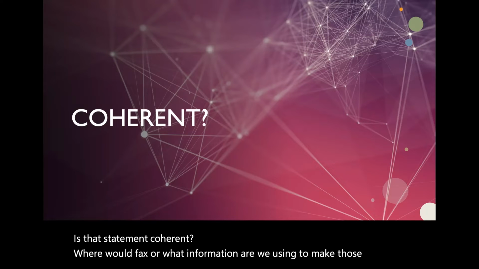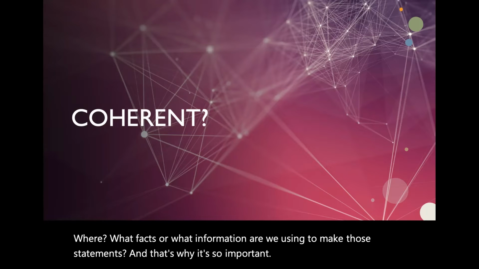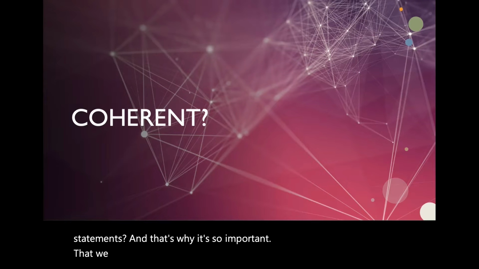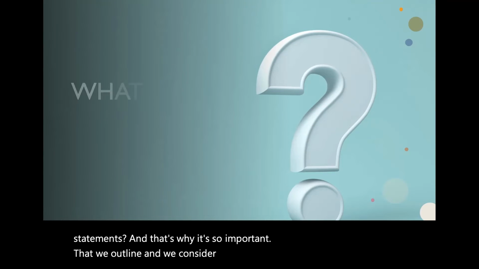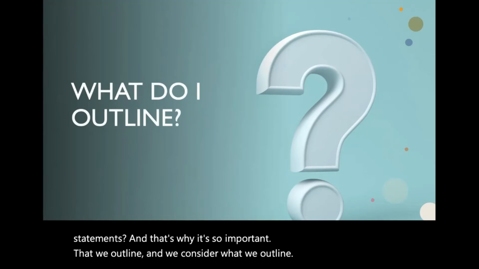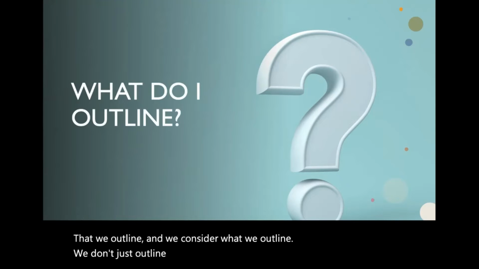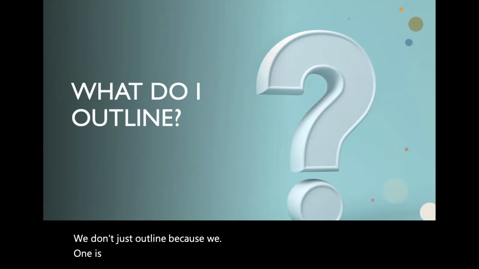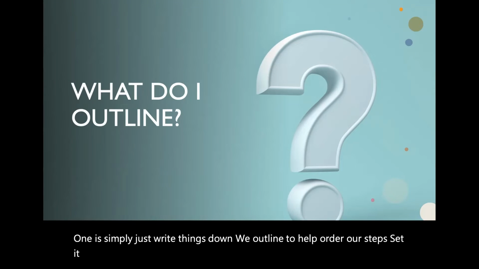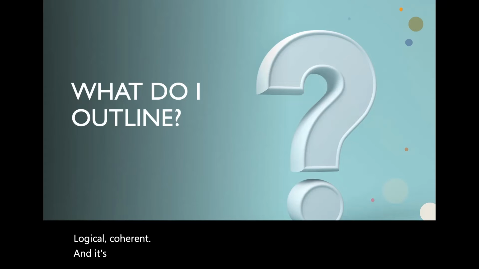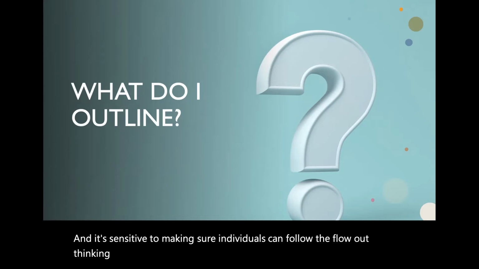And that's why it's so important that we outline and we consider what we outline. We don't just outline because we want to simply just write things down. We outline to help order our steps so that our thinking is clear, logical, coherent, and it's sensitive to making sure individuals can follow the flow of our thinking, our research, and our analysis.